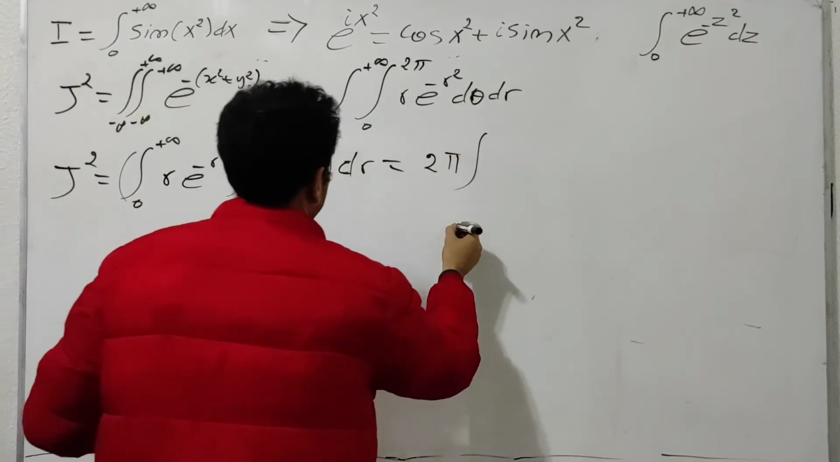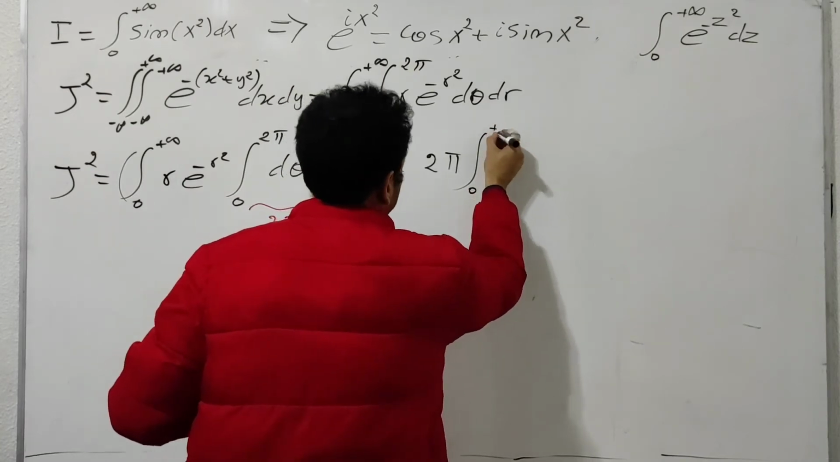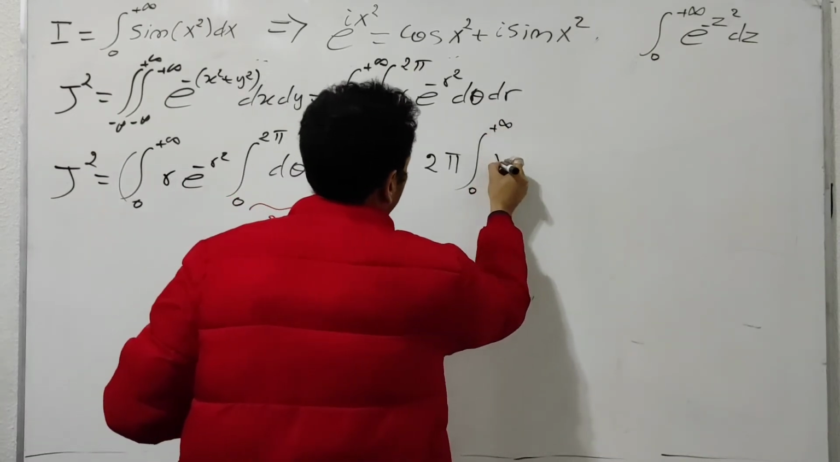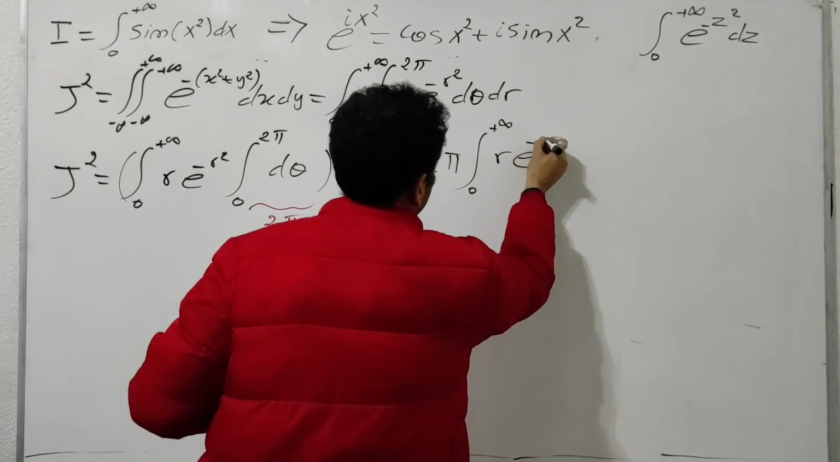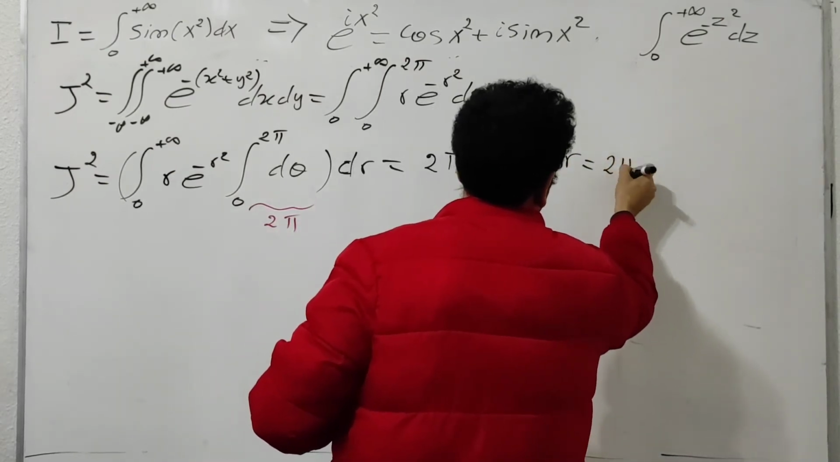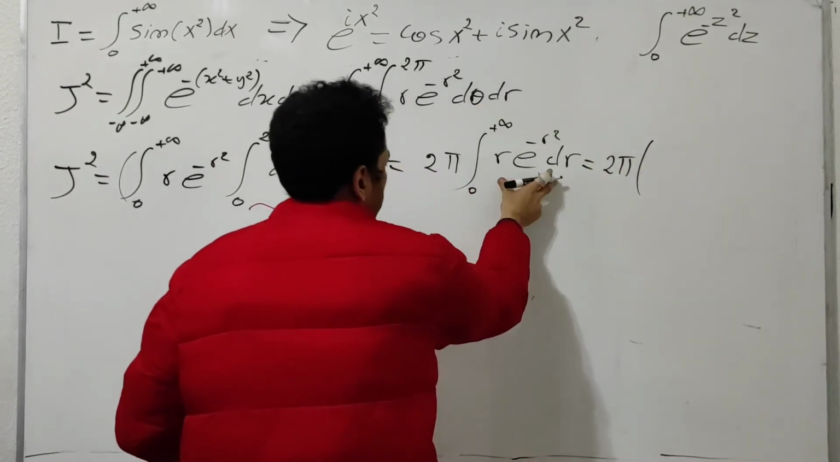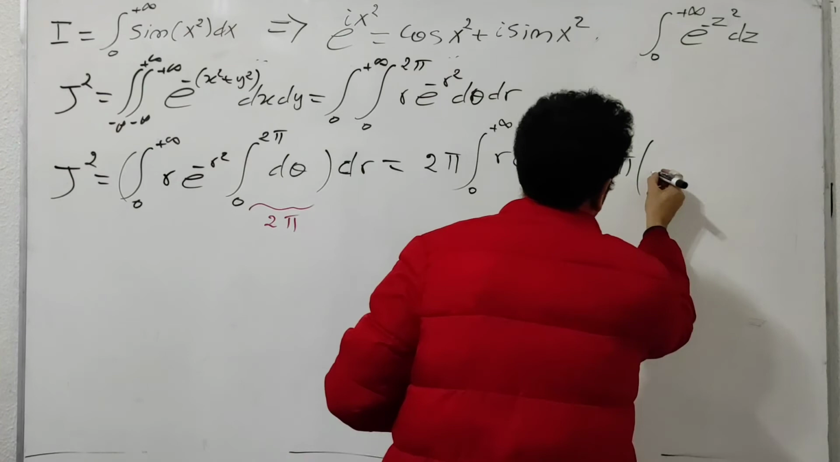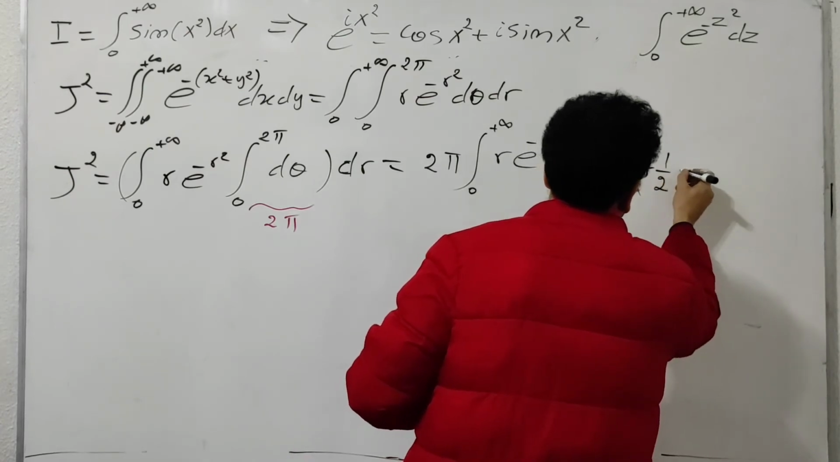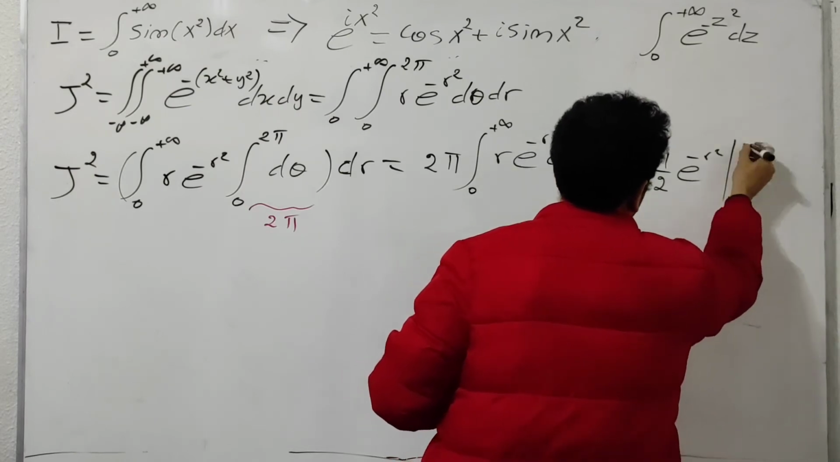this integral, as r goes from 0 to plus infinity, of r multiplied by e to the minus r square dr. If you're looking for the primitive of this one, it gives me minus half multiplied by e to the minus r square, evaluated from 0 to plus infinity.